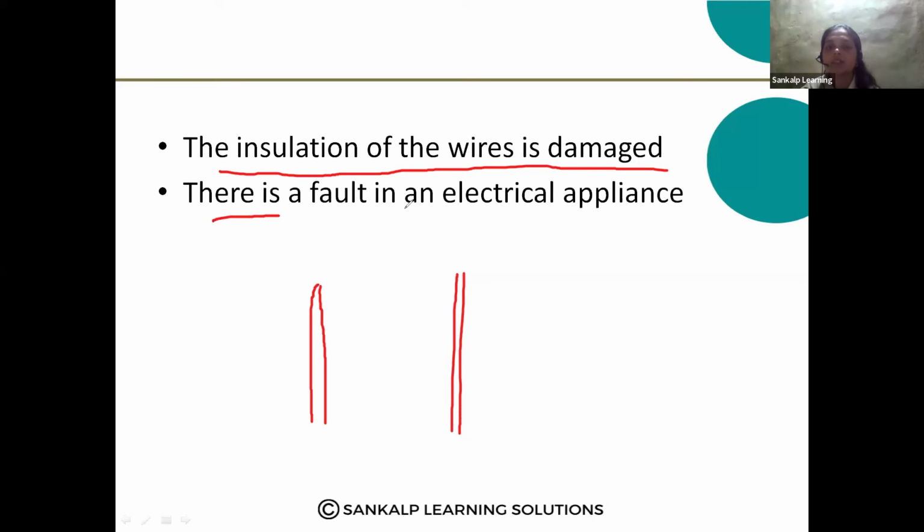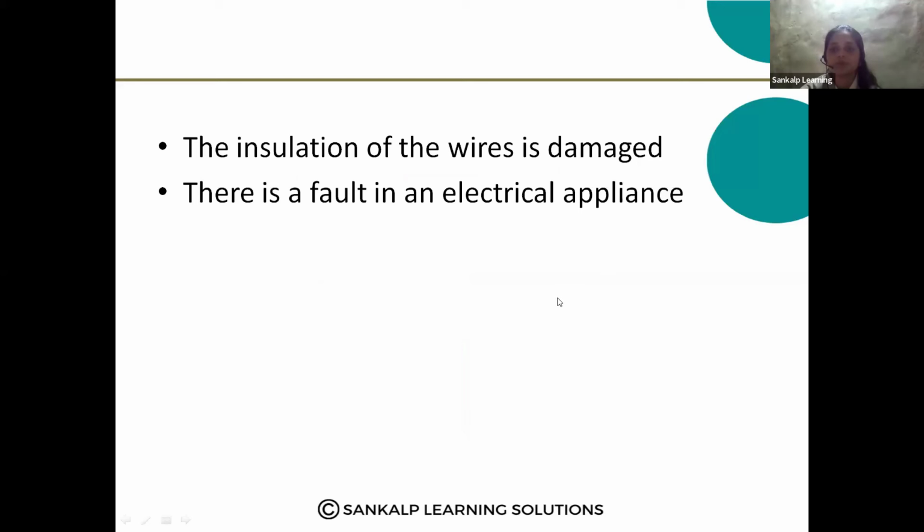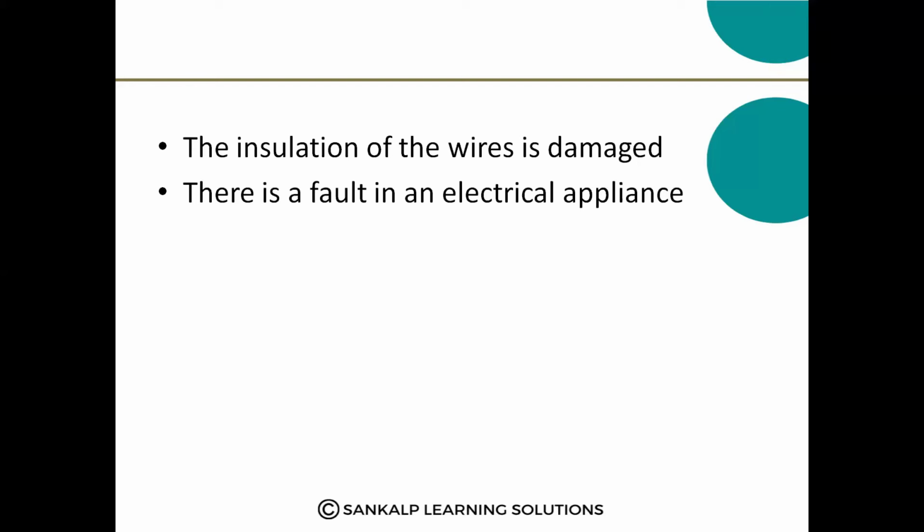Also, a fault in an electrical appliance can cause it. In any electrical appliance, for example an iron box, refrigerator or washing machine, if there is any damage or fault, that is also able to form an electric short circuit. Okay. Note down this answer. Yes, ma'am. Okay. Next question.